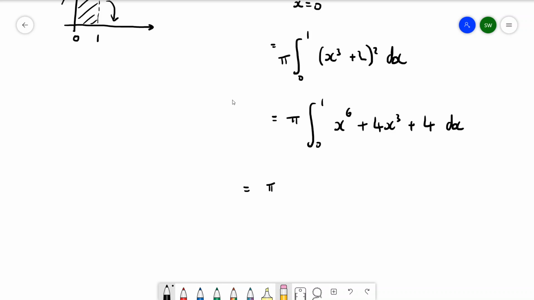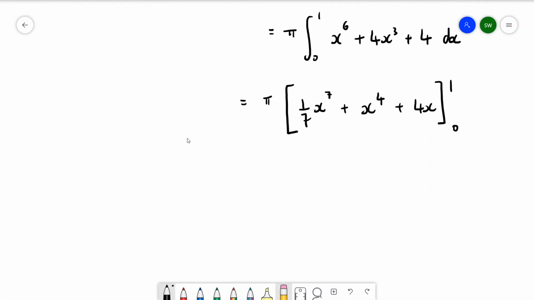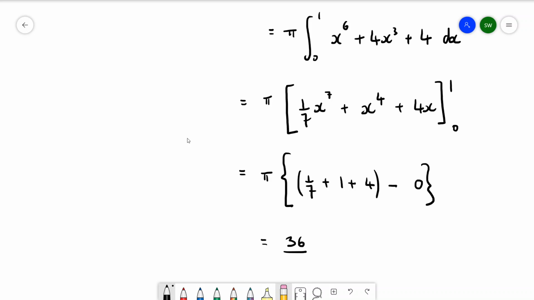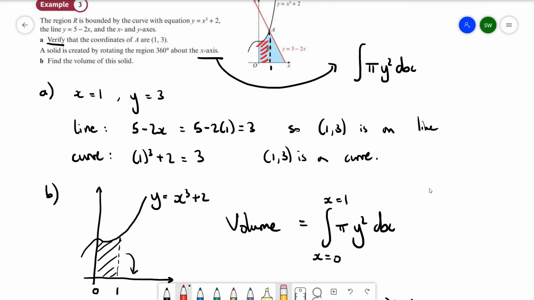And if we integrate that, we're going to have 1/7 x to the power of 7 plus x to the power of 4 plus 4x. And the limits are 1 and 0. And then we'll just sub in our top limit, and we'll get 1/7 plus 1 plus 4, and then subtract, sub in the lower limit, 0, and we get 0. So we'll have 36/7 pi. Okay, so we've rotated that red region on the left around the x-axis. Next, let's rotate this region around the x-axis.